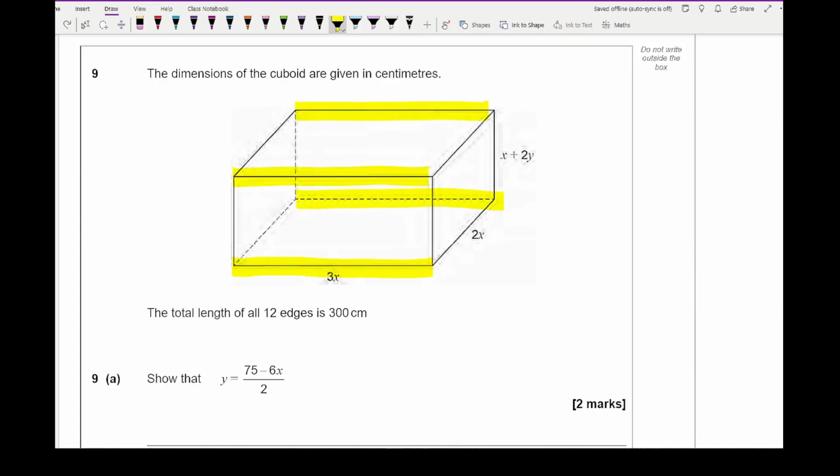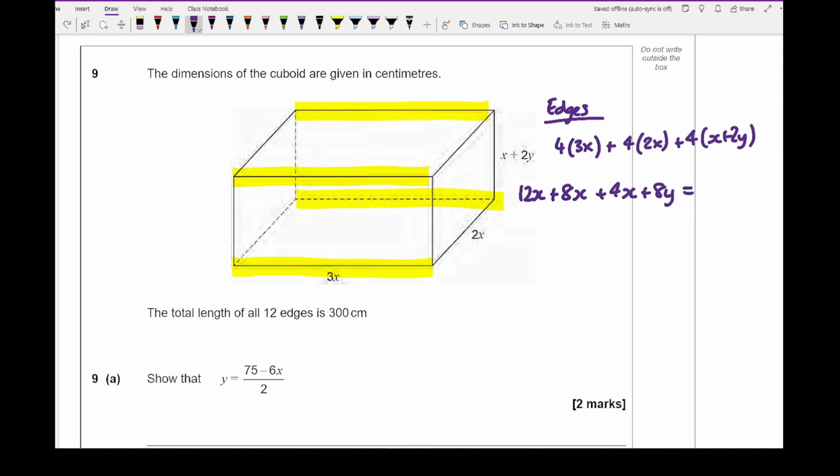So I've got 4 lots of 3x. So the edges is 4 lots of 3x, and I'm going to have 4 lots of 2x, and I'm going to have 4 lots of x plus 2y. So write an expression for all the edges. That's going to be 12x plus 8x plus 4x plus 8y, and that all equals 300. So simplifying this side here, I end up with 24x plus 8y equals 300. And then all that's left for me to do is make y the subject.